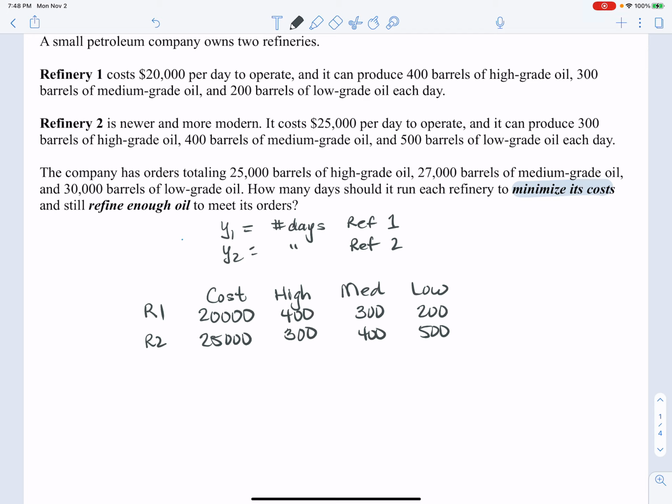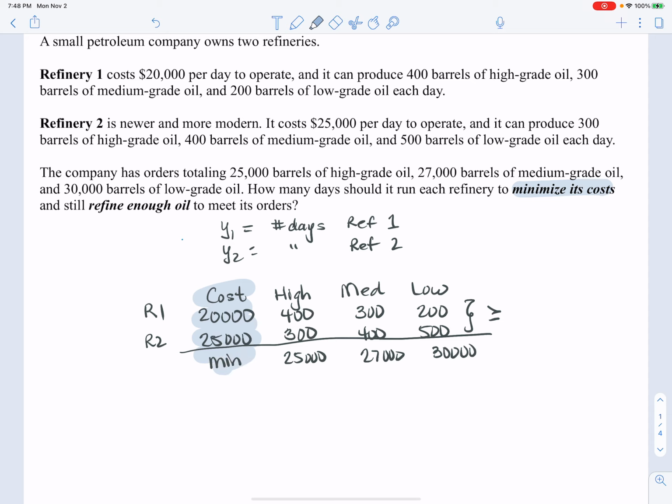So here's what we're looking at. We're looking to minimize the cost. And we know that we have constraints here. The company has orders totaling 25,000 barrels of high, 27,000 of medium, and 30,000 of low. Now, these are orders that have to be met. So that means that whenever I add these together, and that's any of the three, it has to be greater than or equal to. And this right here is my objective function.